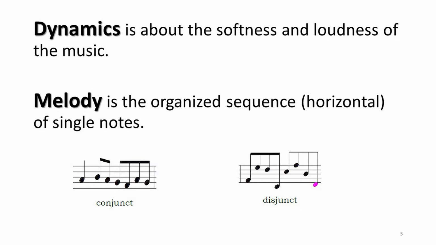The next element is the most obvious among all musical elements, the melody. It is the organized sequence, horizontal, of single notes. In other words, it is the main tune of the musical piece. It is what you hear and what is retained in your head. It has two types, the conjunct and the disjunct. Based on the diagram, which of the two do you think you can easily learn to sing, and why?